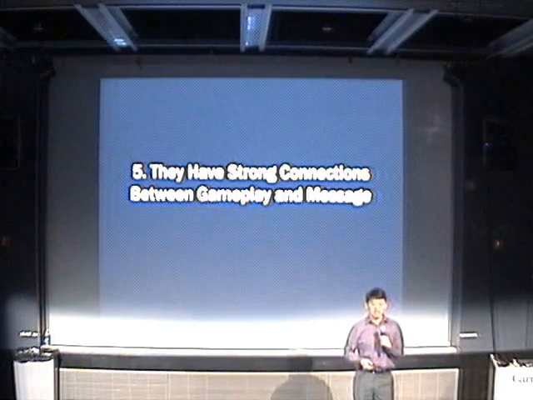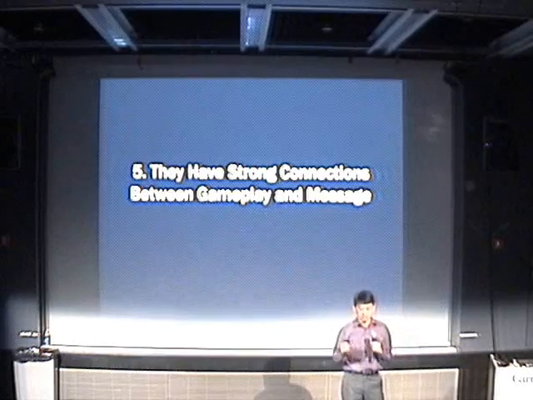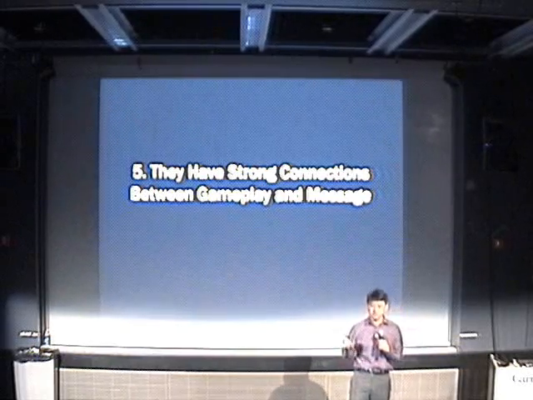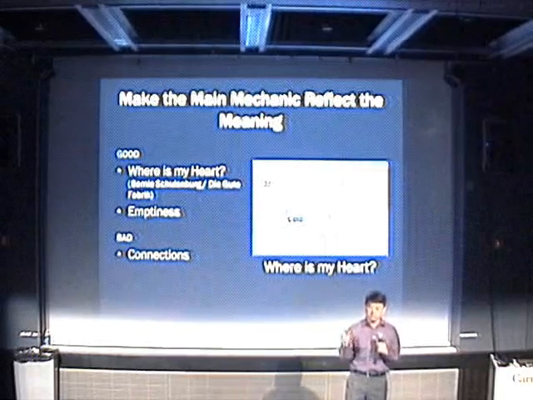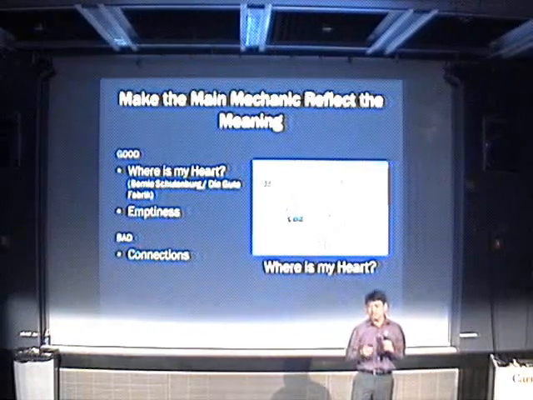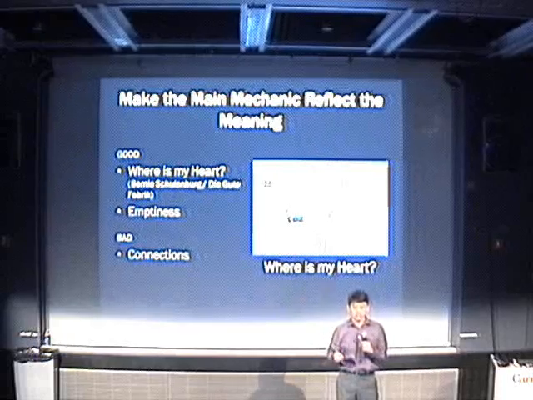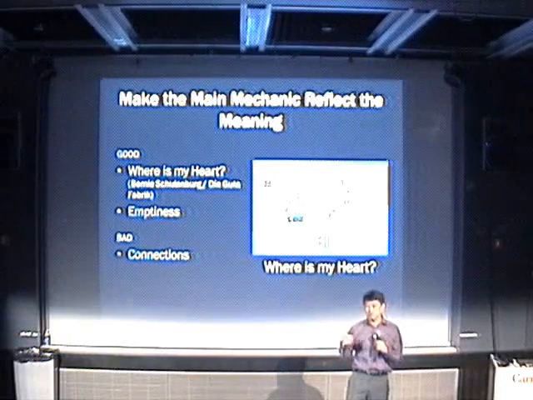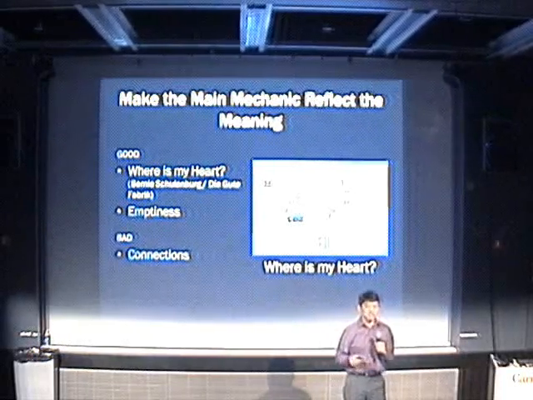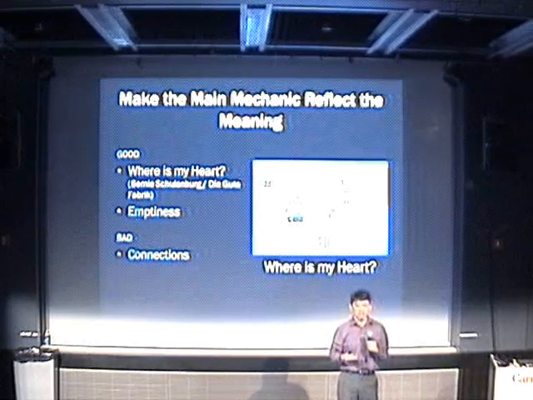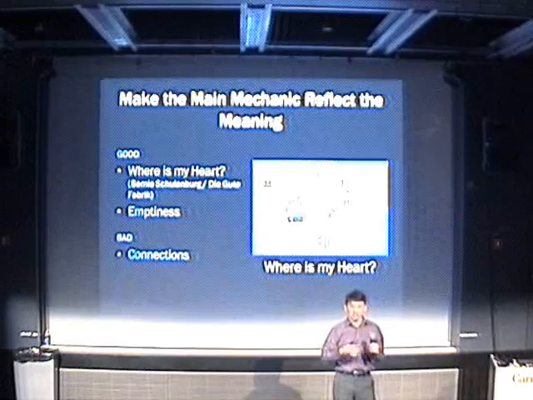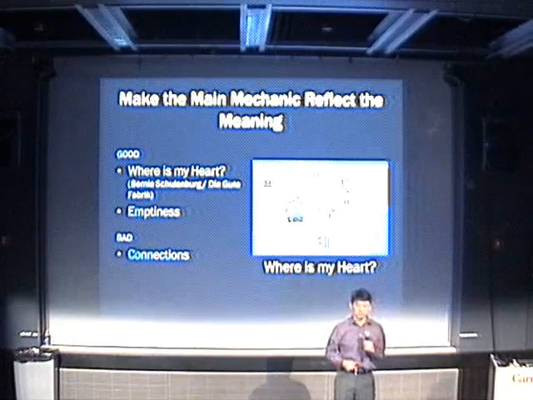Strong proceduralist games also have strong connections between gameplay and message. But we like to go a little further than that with our tip and say the main mechanic should directly reflect the meaning. So a great example of this is Where's My Heart by Bernie Schelhorn, where it's a game about the complications of family life. And this is directly expressed because the environment itself is literally jumbled up, and you need to unjumble it, create a path for a family to move through.